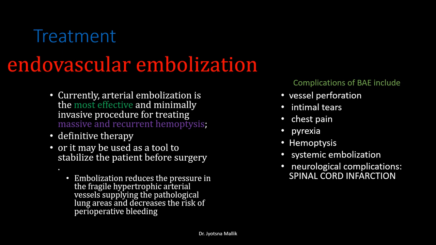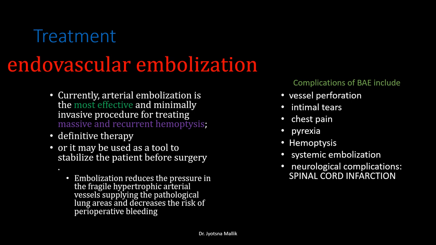Endovascular embolization is the mainstay of treatment of massive hemoptysis, and it is minimally invasive, most effective in massive and recurrent hemoptysis. It could be taken as a definitive therapy, or it can be used in conjunction with surgery. Initially, we can stabilize the patient with a bronchial artery embolization, and once the pressure is decreased in the hypertrophied artery, then we can go for surgical dissection.